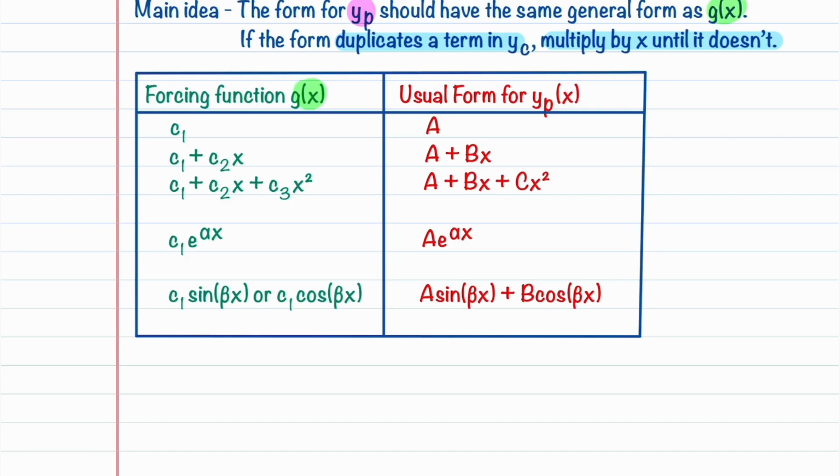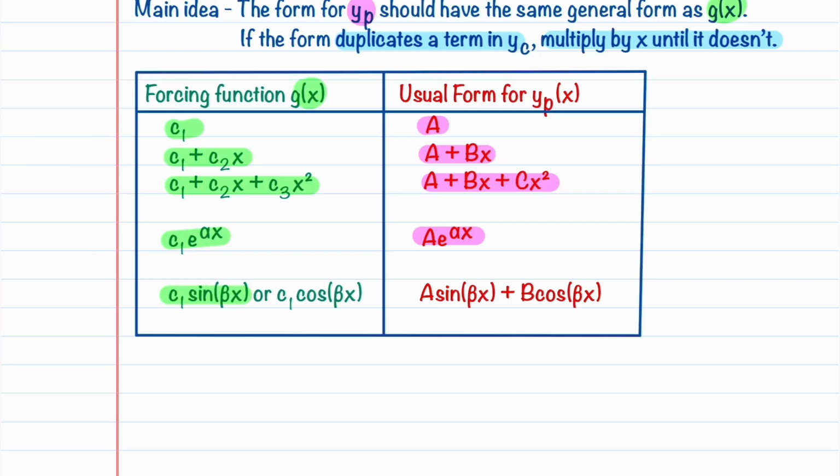If the right-hand side, g of x, is a polynomial that looks like one of these, then the usual form for the particular solution is going to look like this. I'm calling it the usual form because it will need to change if it duplicates the homogeneous solution. If the right-hand side is an exponential function, then the particular solution is going to look like this. And then if it is a sine function or a cosine function, it looks like this. And notice that if it's a sine or a cosine, the particular solution has to have both the sine and the cosine term in it.